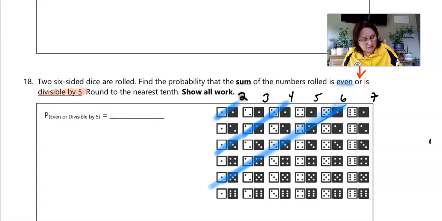Okay, so 6 plus 2 is 8, isn't it? Okay, so let me put an 8. This row would be 9. This one would be 10, 11, and 12.